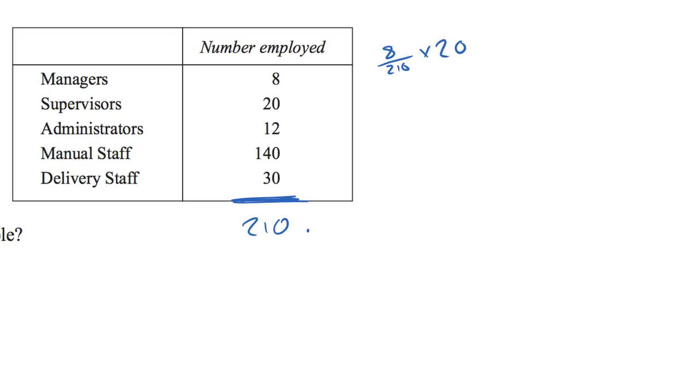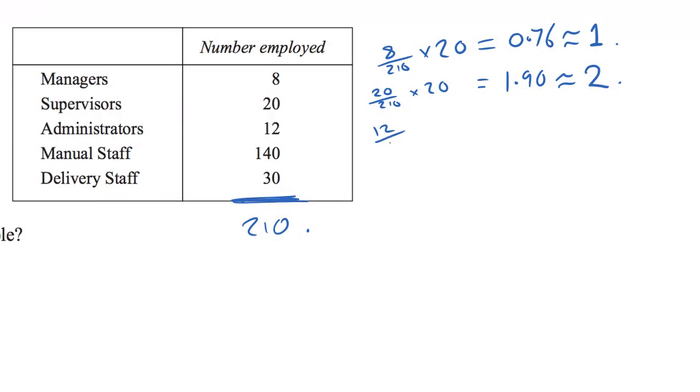Okay, so the sum we need to do for managers is 8 over 210 times that sample size, which was stated as 20. This comes out at 0.76, which rounded gives us one person for our sample. If we now consider the supervisors, we're going to need to do 20 over 210 times 20. Well, that's 1.90, and that, of course, rounded to the nearest whole number for our sample, comes out at 2. Administrators, well, it's 12 over 210 times 20, and that is 1.14.